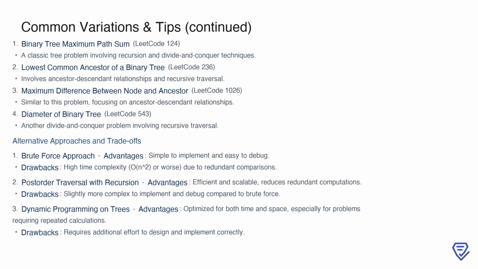Now, when comparing approaches, the brute force method has the advantage of being simple to implement and easy to debug, but its high time complexity makes it impractical for larger inputs. On the other hand, post-order traversal with recursion is more efficient and scalable, though it requires more effort to implement correctly. Finally, using dynamic programming on trees can optimize both time and space, but it requires careful planning to design and implement properly. Understanding these trade-offs will not only help you solve this problem but will also prepare you for similar challenges in the future.